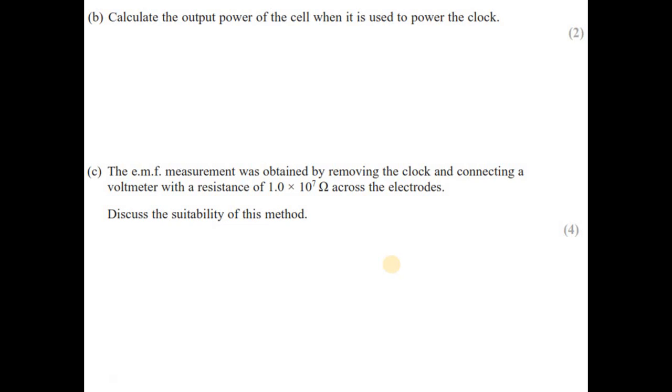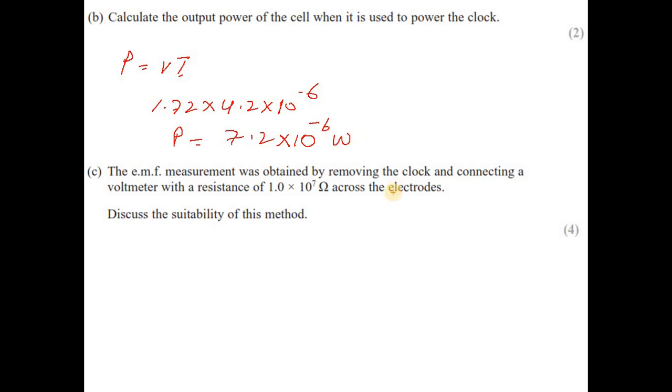Part B, calculate the output power of the cell when it is used to power the clock. Calculating the power is again a straightforward question. Power P is equal to VI. The voltage is the output voltage, which is 1.72. Current is 4.2 times 10 to the power minus 6. And when you solve this, you have power equal to 7.2 times 10 to the power minus 6 watt.